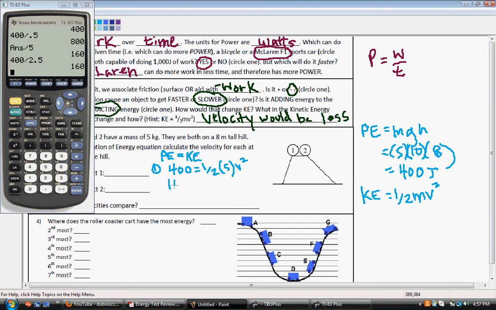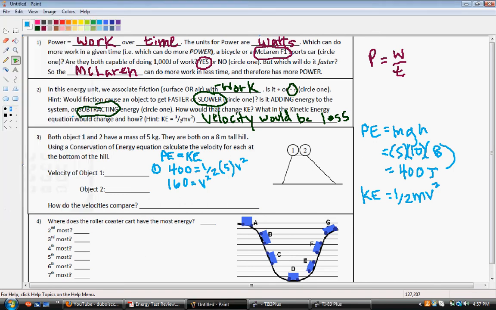You get the same number either way. But we get 160 equals v squared. So just to find velocity, we just take the square root of 160. And we end up with a velocity of 12.6 meters per second. So the velocity of object 1 is 12.6 meters per second. Alright, so let's move on to object 2.